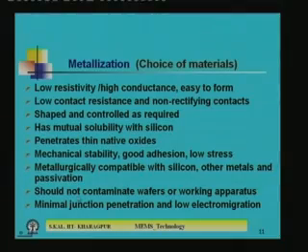So, next point, it should not contaminate wafers or working apparatus. The metal which you are selecting should not contaminate the wafers or working apparatus. Okay. Next point is minimal junction penetration and low electromigration. So, the metal film should have low electromigration. What is electromigration?